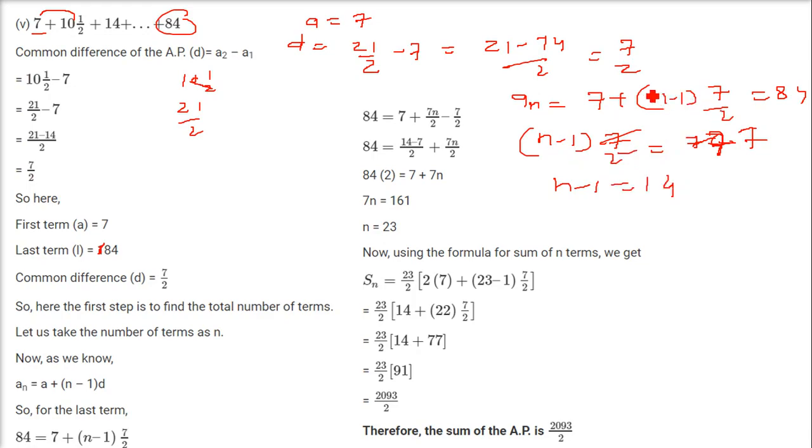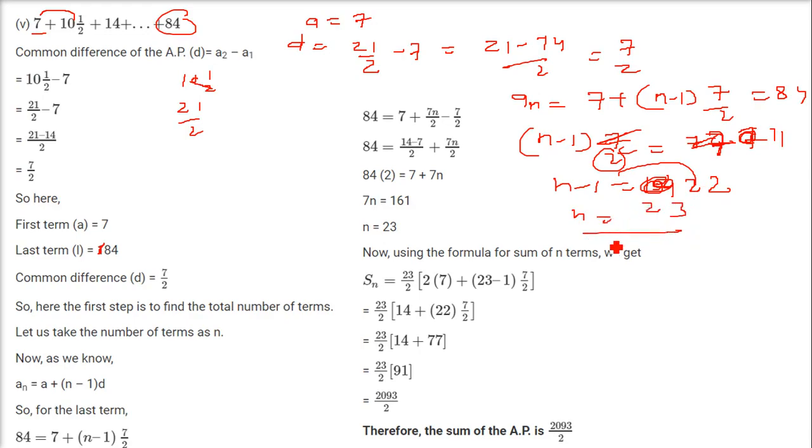Am I doing it right? 84 minus 7 is 77, it's correct. Then we are left with 7 by 2. So 7 11s are 77, and 2 is also there, so it becomes 2 into 11. What do you get? 22. So n is going to be 1 plus 22, 23. So n is 23 here.